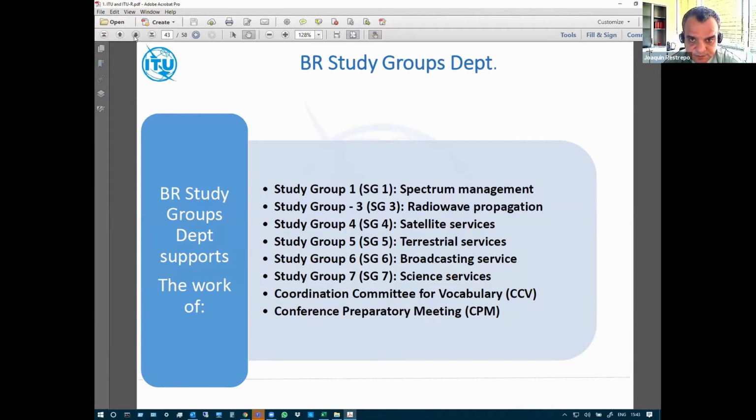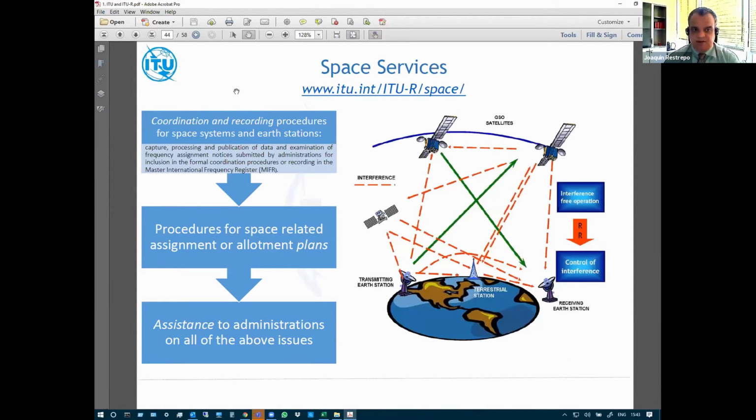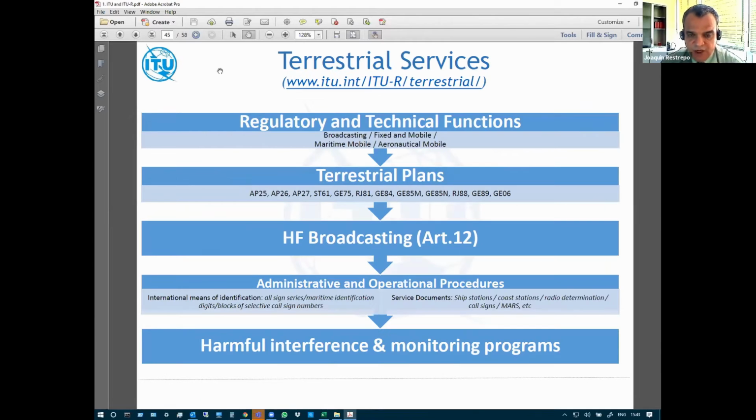Then we have the Space Services Department, which is responsible for coordination and recording procedures for space systems and Earth stations. My colleague from Space Services will provide further detail in their session on Wednesday. And we have the Terrestrial Services Department, responsible for regulatory and technical functions, terrestrial plans, broadcasting, administrative and operational matters, and handling harmful interference situations. My colleague from Terrestrial Services will also make their presentation on Wednesday.